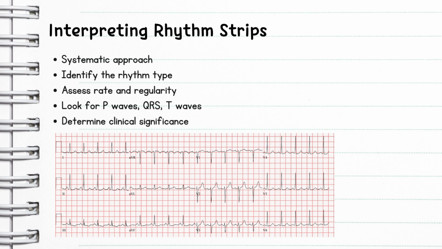Are we dealing with a tachycardia, a bradycardia, or something else? The next thing you're going to do is assess the rate and regularity of the rhythm. So are the beats evenly spaced, or is there a variability between the two? You're going to also look very closely for P waves, QRS complexes, and T waves. Are they all present? Do they look normal? Is one missing? Are they missing systematically, or is it just occasionally?